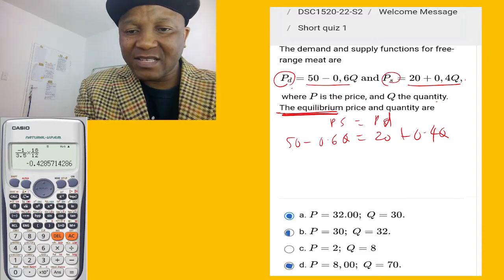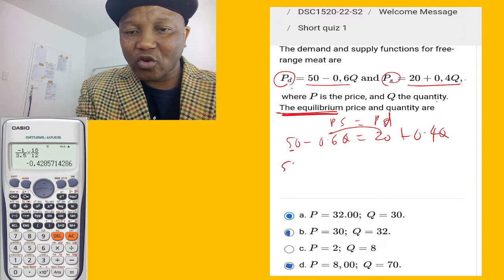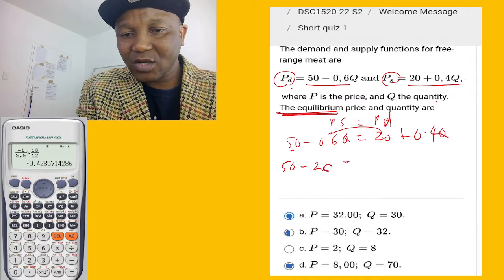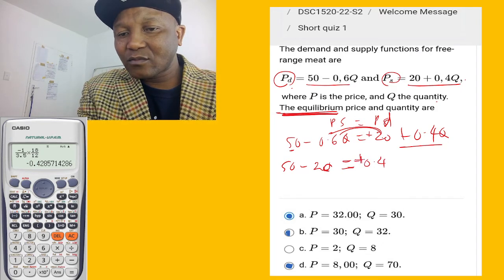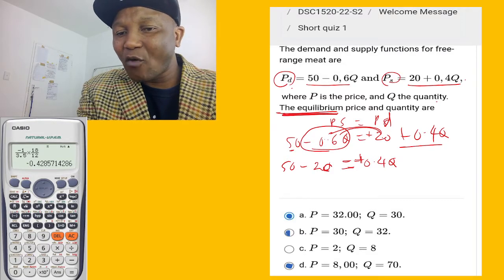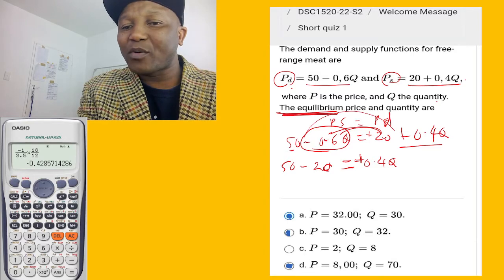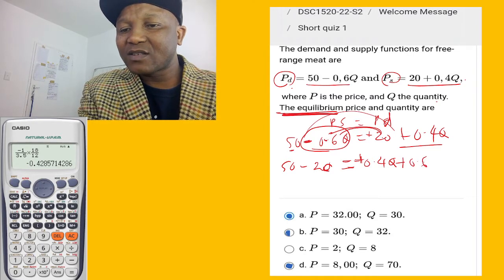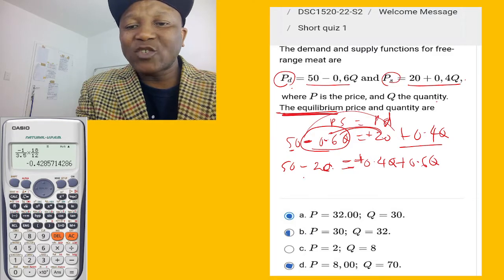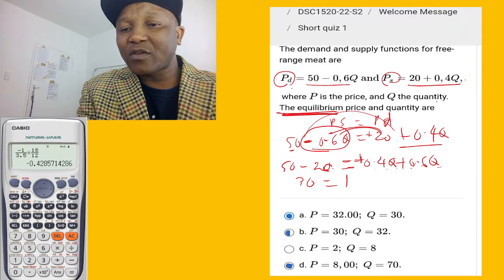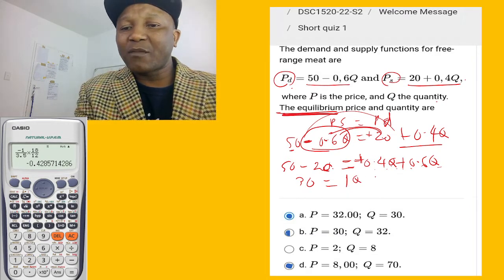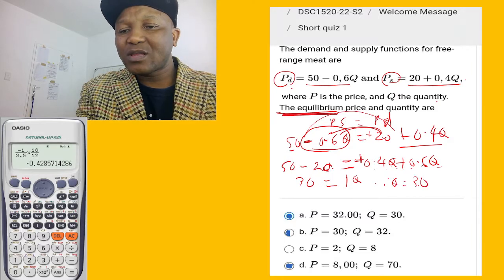Now, this is number 50, take the numbers to one side. So it's going to be 50 minus 20, because when you jump over the equal sign, the positive becomes negative. Here we are left with the plus 0.4Q. This 0.6Q is negative on the left, and when you jump over the equal sign, it becomes positive 0.6Q. Now, 50 minus 20 equal to 30. And 0.4 plus 0.6 equal to 1, both of them have a Q. Dividing by 1, our Q equal to 30.